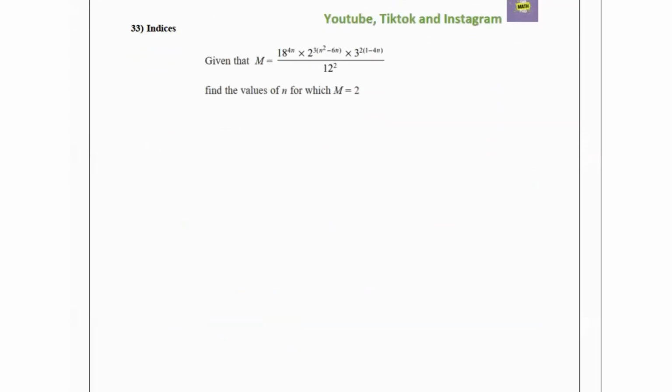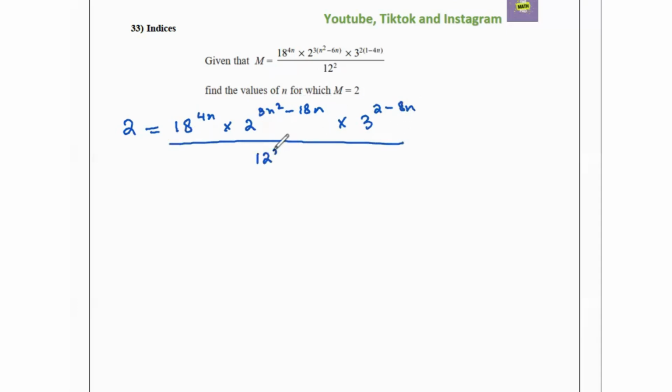Then, given that m equals 18 to the power of 4n times (2 cubed) to the power of (n squared minus 6n) times 3 to the power of 2 times 1 minus 4n, we have to find the values of n for which m equals 2. So, if m equals 2, that's 18 to the power of 4n times 2, let's expand the bracket, 3n squared minus 18n times 3 to the power of 2 minus 8n divided by 12 squared.